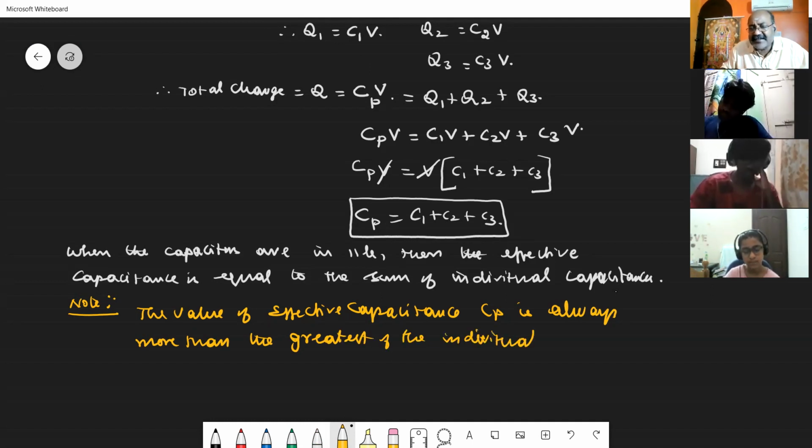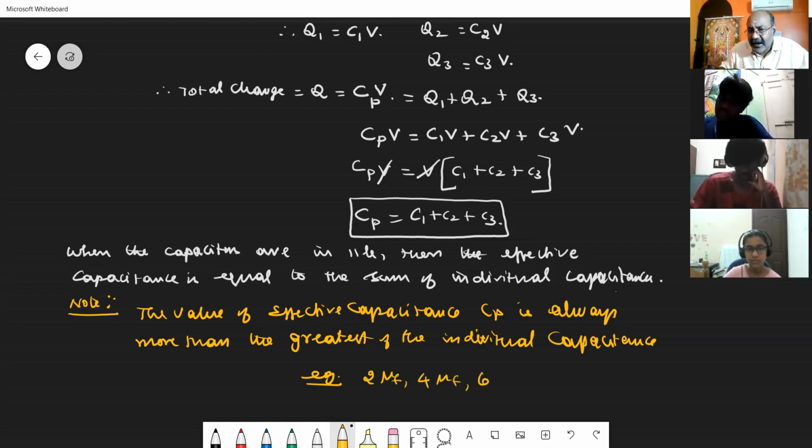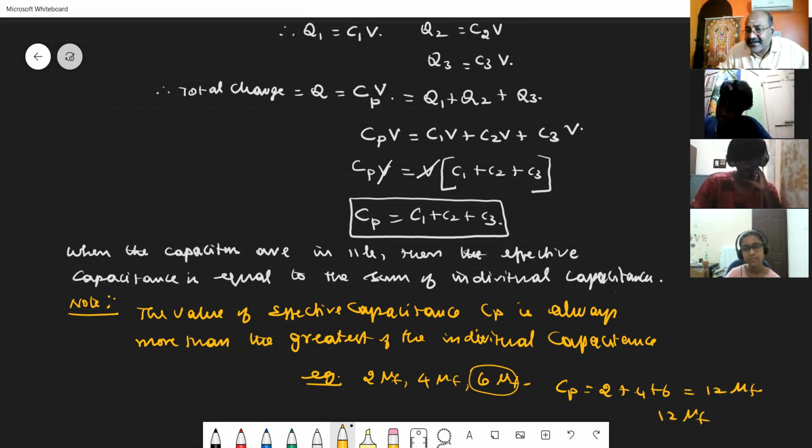Individual capacitance. Hope you should have understood. So if you are having three capacitors, for example, one of 2 microfarad, one of 4 microfarad, another one of 6 microfarad, the greatest value of this combination is 6. If you are calculating Cp, Cp will be equal to 2 plus 4 plus 6. The answer will be 12 microfarad. So 12 microfarad is always greater than that of the greatest capacitance in the combination.